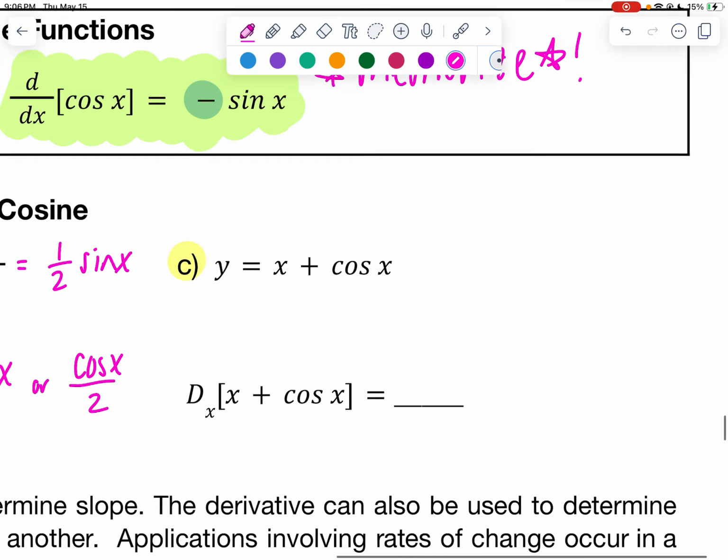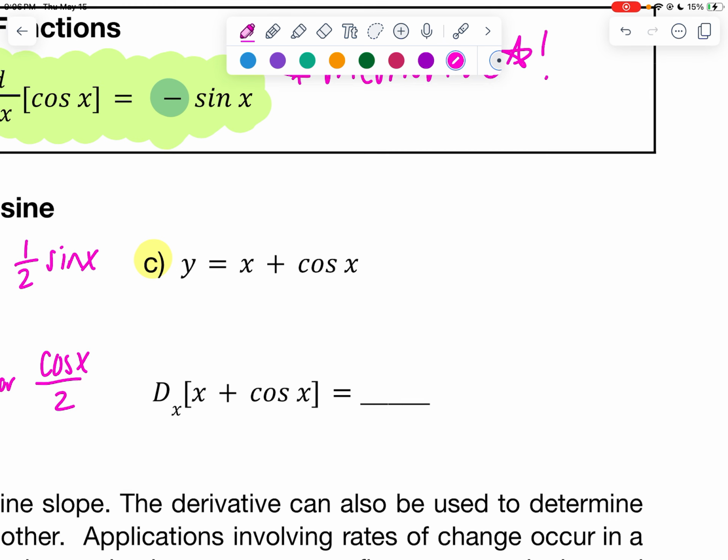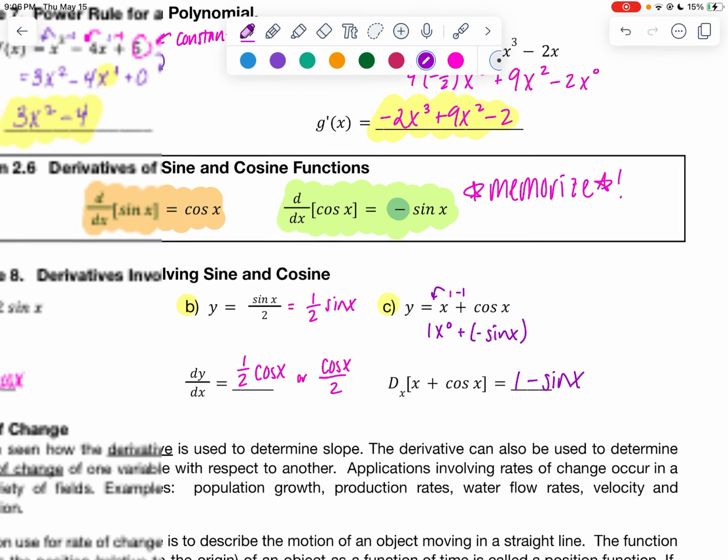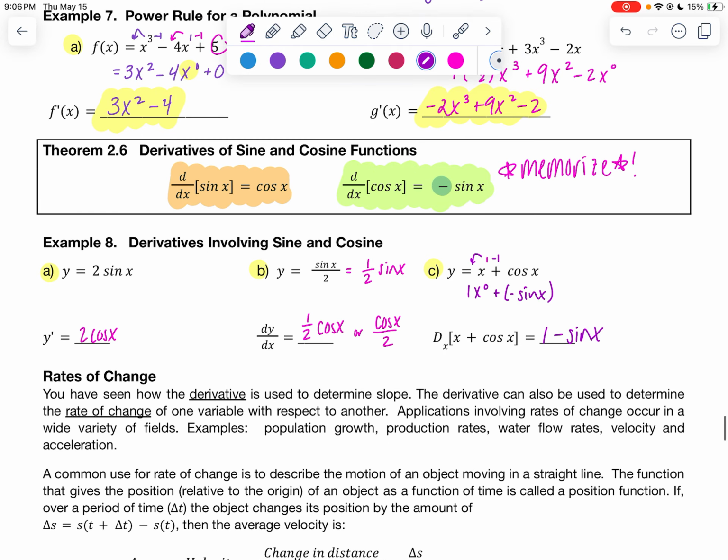For C, it's really saying x to the first power, so I do have to apply the power rule to the x to the first power. It becomes 1 times x to the 0th power, plus the derivative of cosine of x, which we know is a negative sine of x. Then I can put it all together. 1 times x to the 0th power is just 1, minus the sine of x. So you will have to memorize the derivatives of sine and cosine.